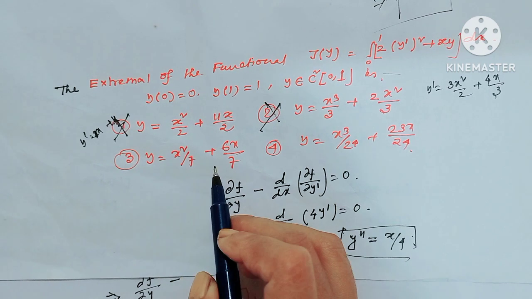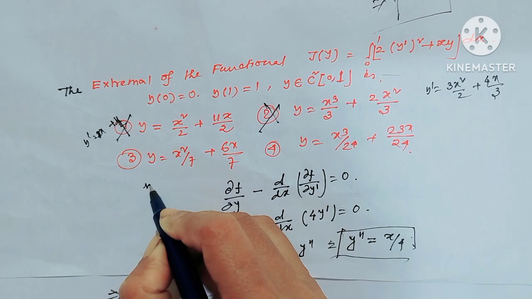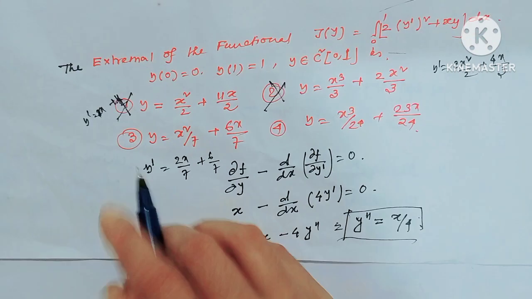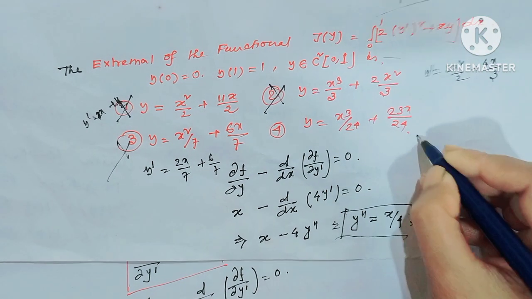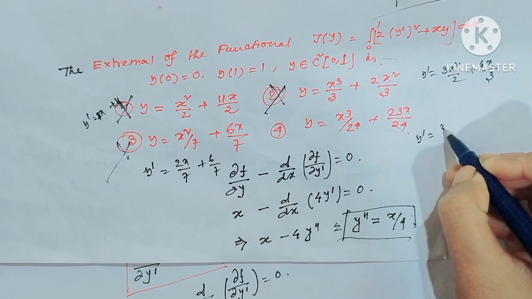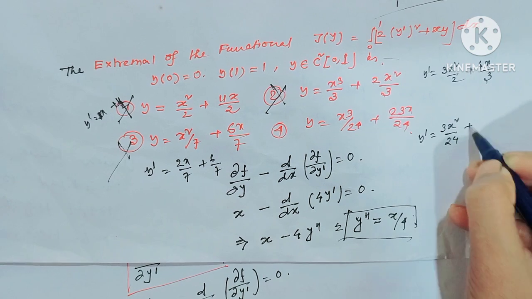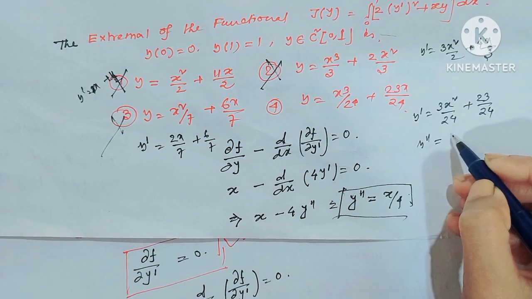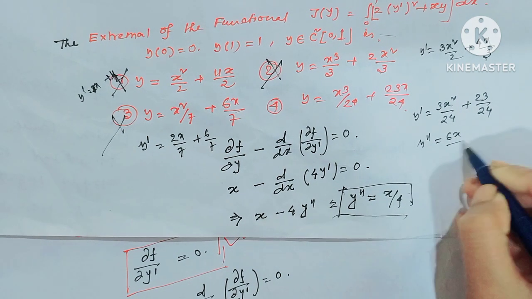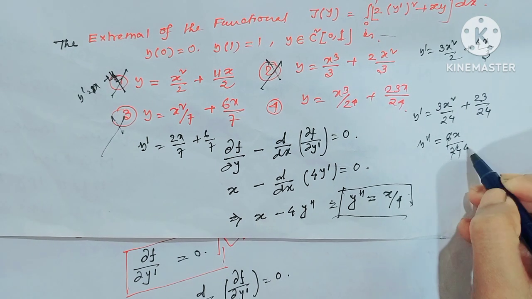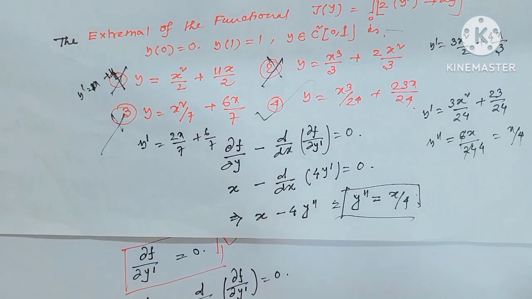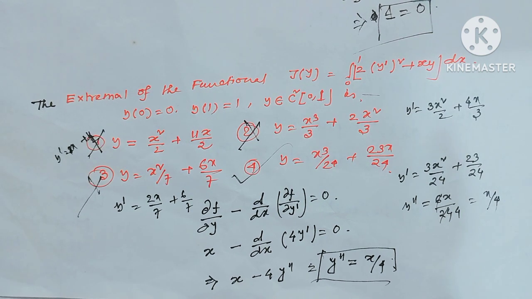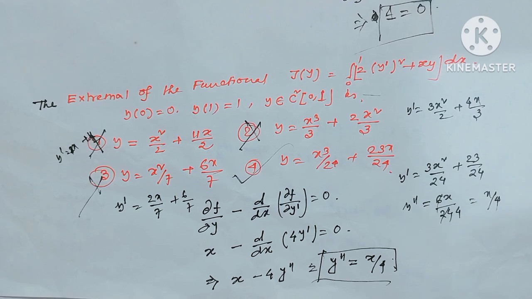Third, y equal to x square over 7 plus 6x over 7. Then y' equal to 2x over 7 plus 6 over 7. This is also wrong. And fourth, y' equal to 3x square over 24 plus 23 over 24, and y double prime would be 6x over 24, and this is actually equal to x over 4. So only option 4 is the right option. I hope all my viewers have understood the shortcut trick. What is the shortcut trick to find the extremal?